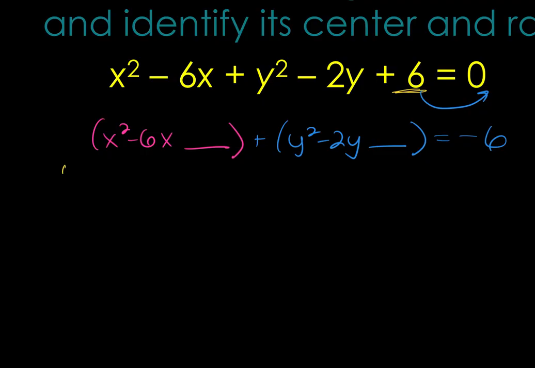So I take the 6, I divide it by 2 and square it. 6 divided by 2 would be 3. 3 squared is 9. I add the 9 inside the parentheses, and I add the 9 to the other side of the equal sign to balance out my equation.